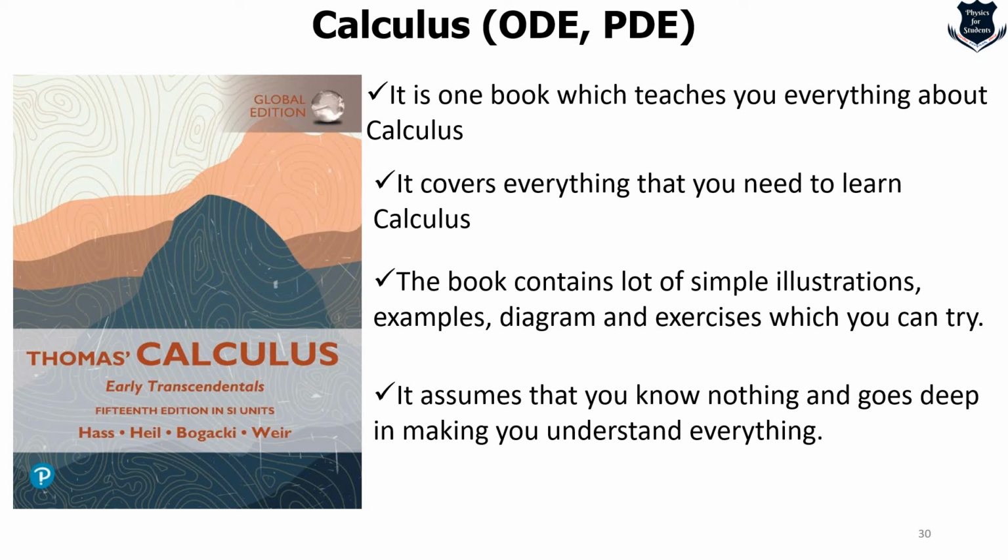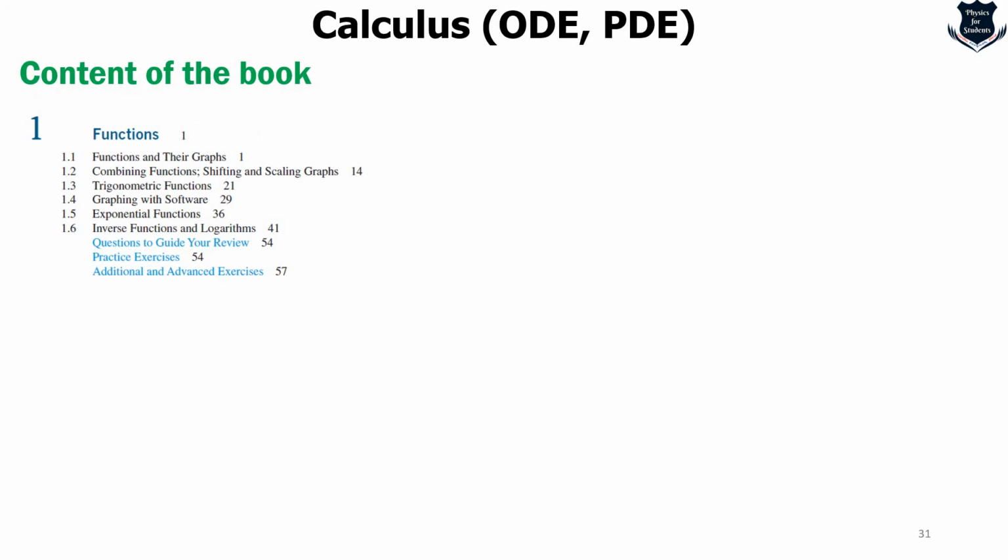So it is a one-stop book. I think it is around 1064 pages, but as I always tell, a big fat book is better than a thin slim book, because a slim book will assume a lot of things, but this will take you right from the grassroots level and make you understand everything about calculus. Here are a few pages from the content of the book so that you understand what it covers.